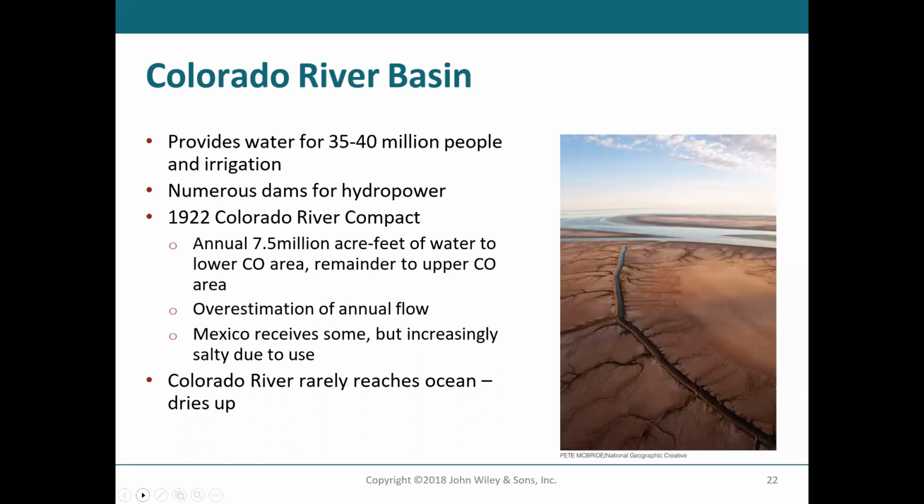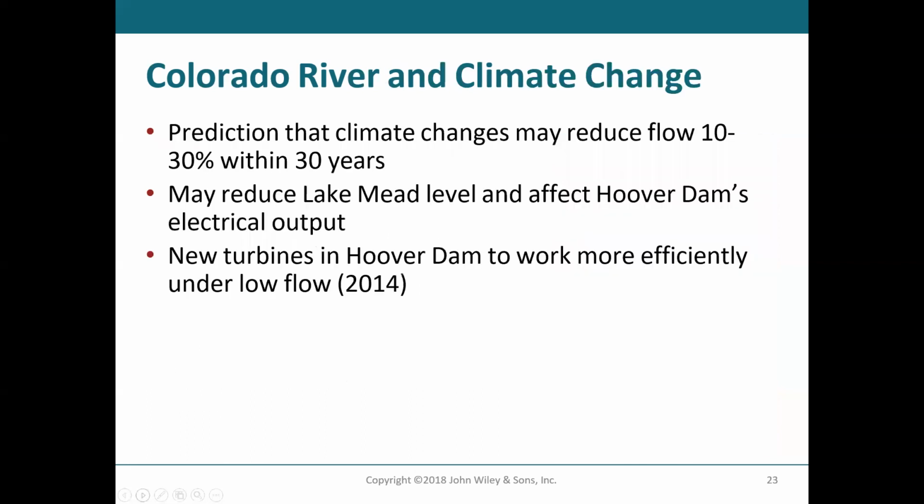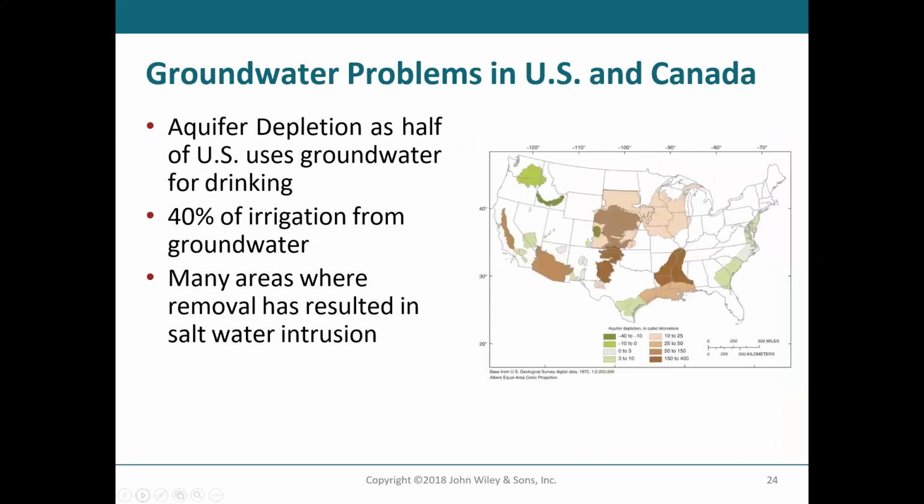So it's just going to keep decreasing. Lake Mead and the Hoover Dam will be affected by this. And in 2014, engineers installed turbines that function more efficiently at low water levels, because we've already seen the decrease in the water capacity of the Colorado River.